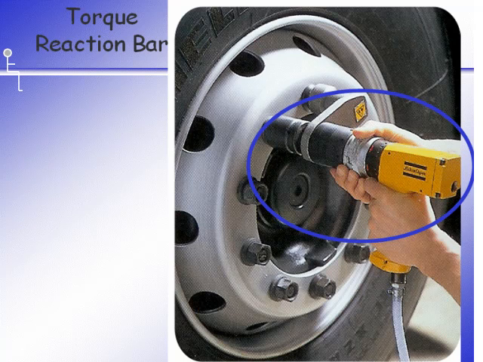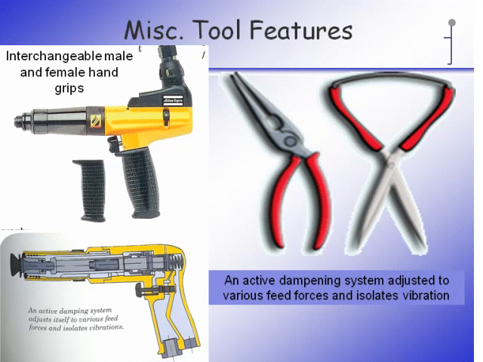So this torque reaction bar simply sets on one of the other nuts or a hard point on whatever it is that you're working on. And when the tool reaches that set point, or the nut is tightened down all the way, instead of the reaction going into the worker's hands, it's transferred into the torque reaction bar.